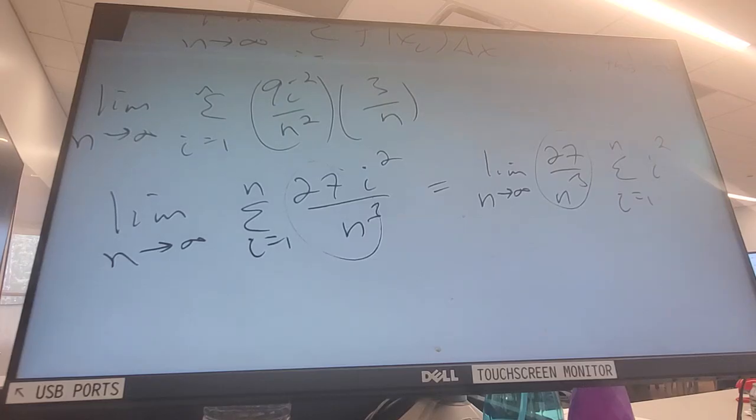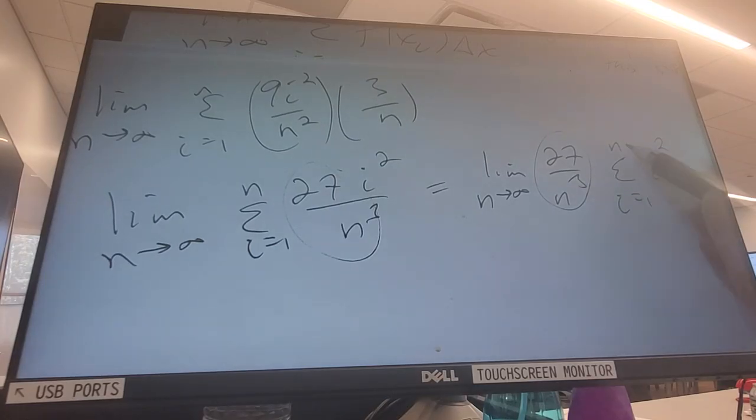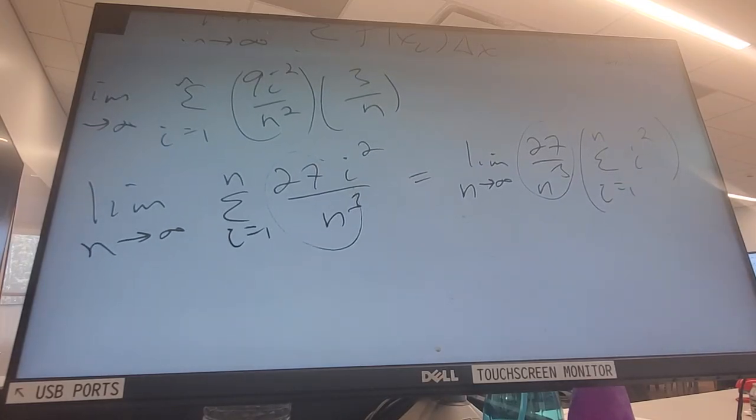On the test, can you put parentheses around the sigma, or would that change it? Like this? Yeah, totally good. I love it. Nothing wrong with that.